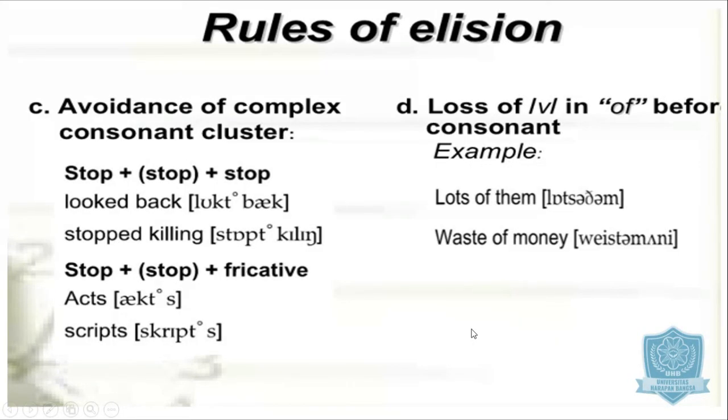And then the next one is avoidance of complex consonant clusters, like stop plus stop, like looked back. And then stop plus fricative, acts, script. And then loss of V in of before a consonant, like lots of them. Where's the money? Where's the man? It seems that you have omitted the word of.